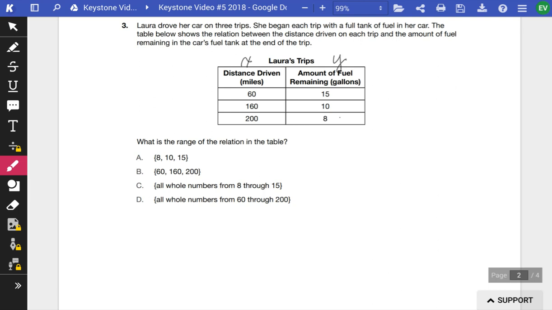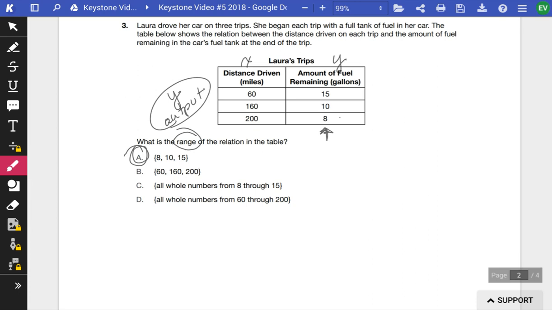Our question for this one says, what is the range of the relation in the table before? Range is another word for output. In other words, that's our y value. So our range in the table are specifically 15, 10, and 8. When we list them, we want to make sure we list them in order. So 8, 10, and 15, so A is the correct answer.